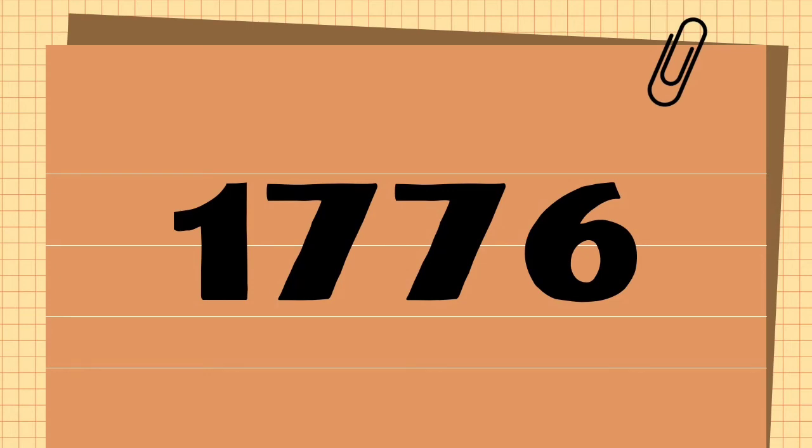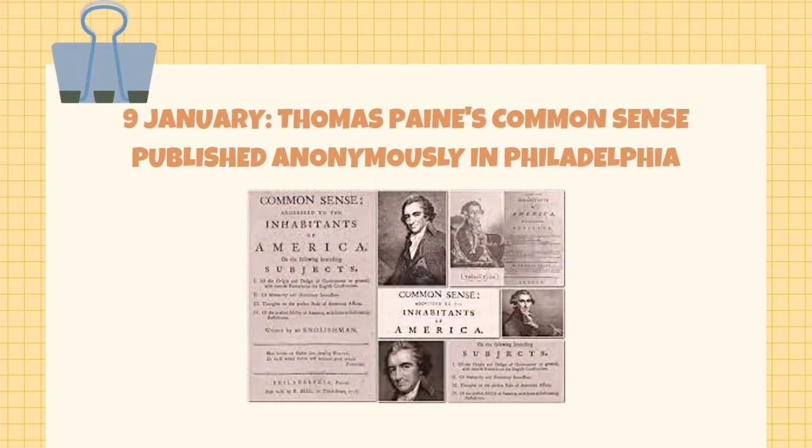Now we will discuss the important events that happened in the year 1776. In January 9, Thomas Paine's Common Sense published anonymously in Philadelphia. On January 9, 1776, writer Thomas Paine publishes his pamphlet Common Sense, setting forth his arguments in favor of American independence.